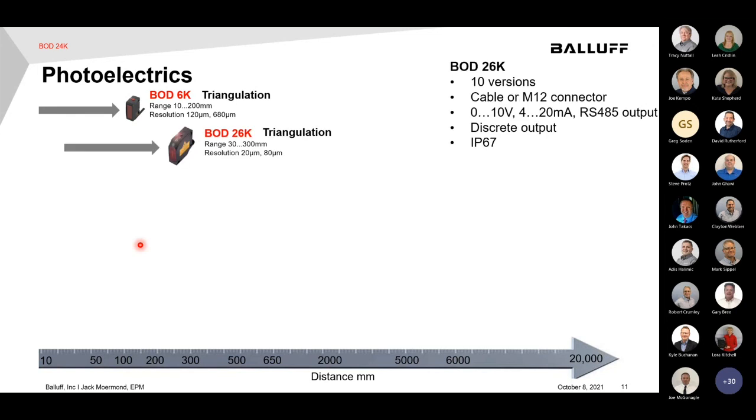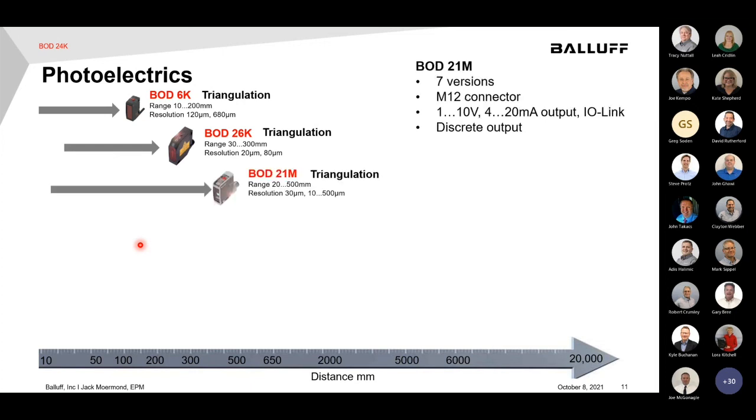The other one is the BOD 26K. There's 10 different versions here. In this case, we got voltage, we got current. We also have an RS485, which I do not see used very often. Still have discrete output. The 21M, these are going through some engineering changes or some redesigns. So with the 21M, there's 7 versions. The latest version is primarily IO link.